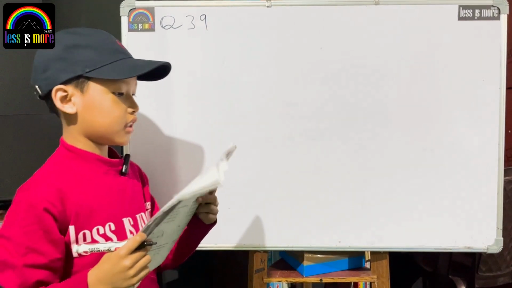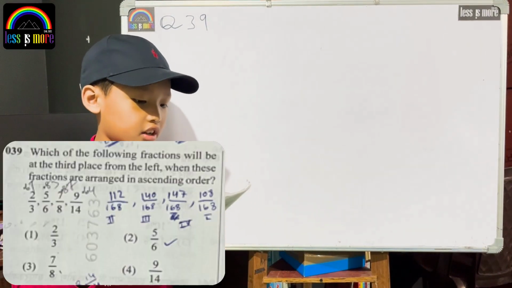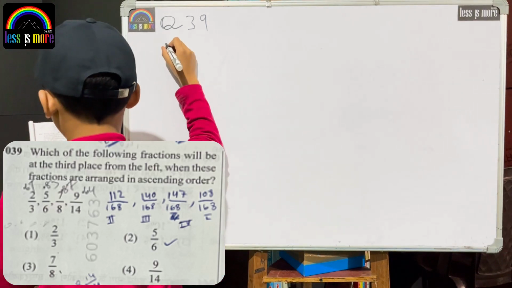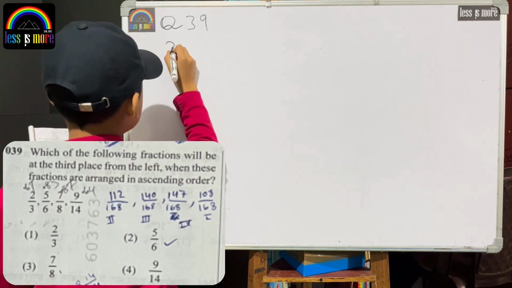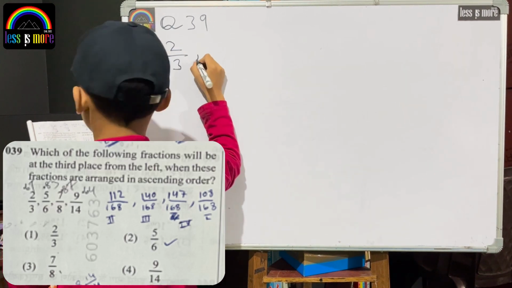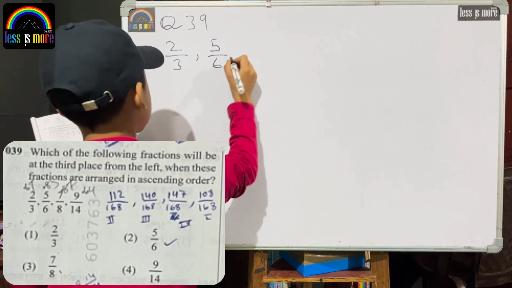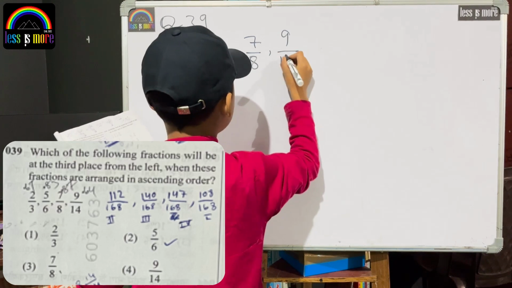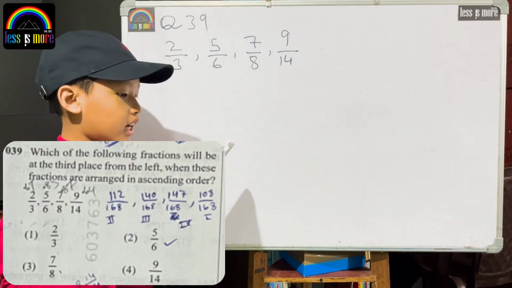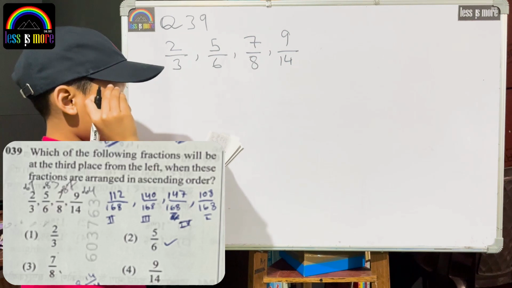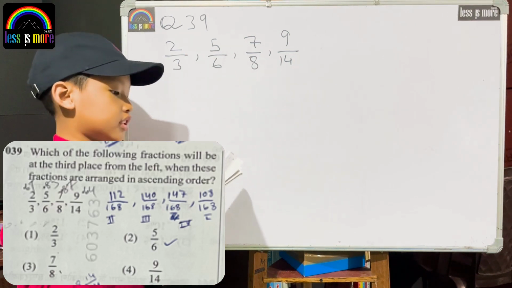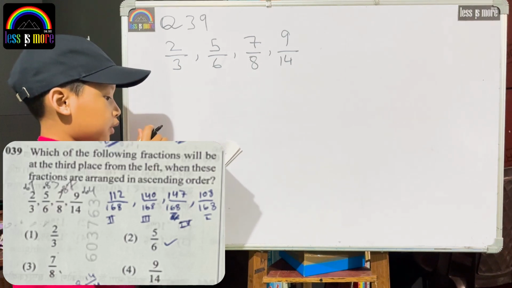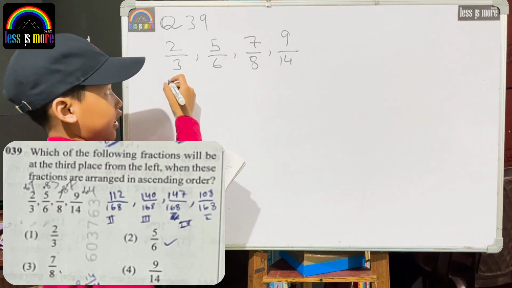On question number 39, it asks which of the following fractions will be at the third place from the left when these fractions are arranged in ascending order. There are 4 different fractions: 2 by 3, 5 by 6, 7 by 8, and 9 by 14. It asks us to put these 4 fractions in ascending order, and asks what will be in the third place from the left.